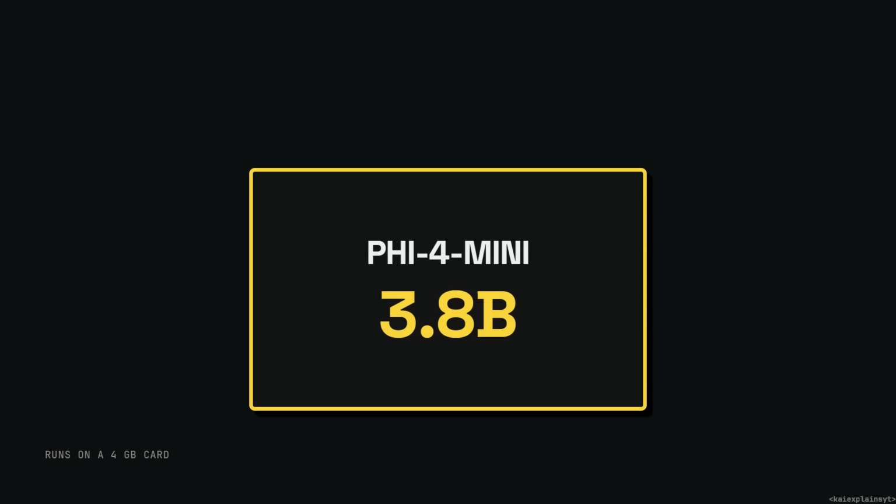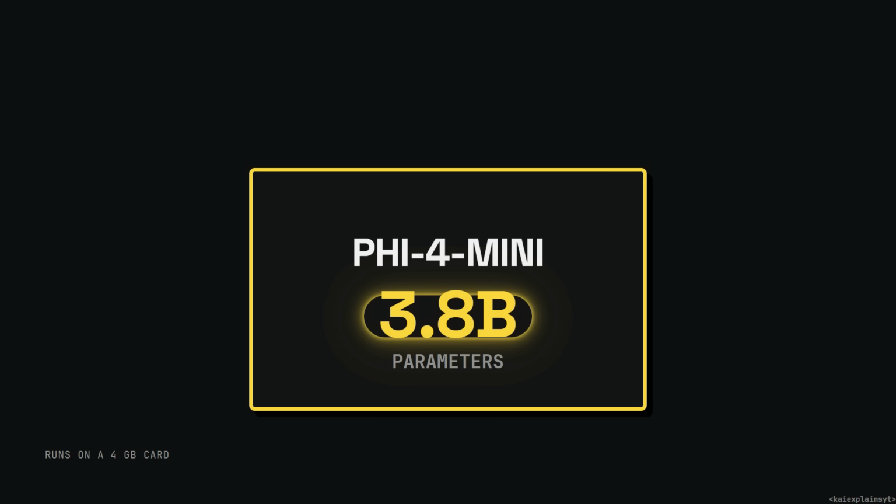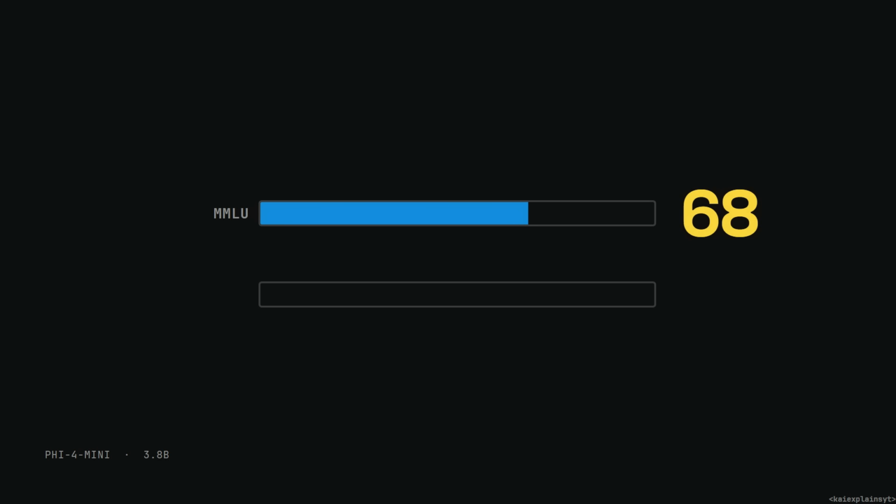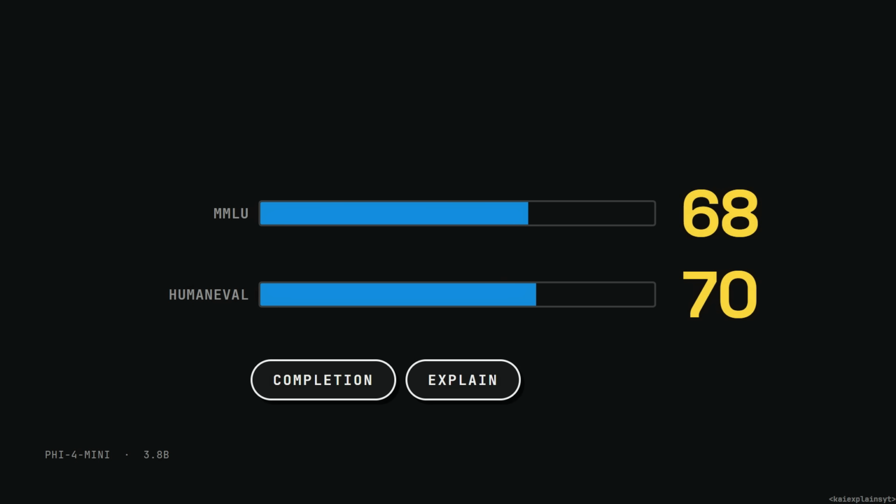That's wrong. Your main option here is Phi 4 Mini, a 3.8 billion parameter model by Microsoft. They trained it to be efficient, and it shows. It scores around 68% on MMLU and 70% on HumanEval, which honestly is not bad at all for a 3.8B model. It handles basic code completion, explaining existing code, fixing small bugs. Don't expect it to write a complex multi-file application from scratch. It's a surgical tool, not a bulldozer.